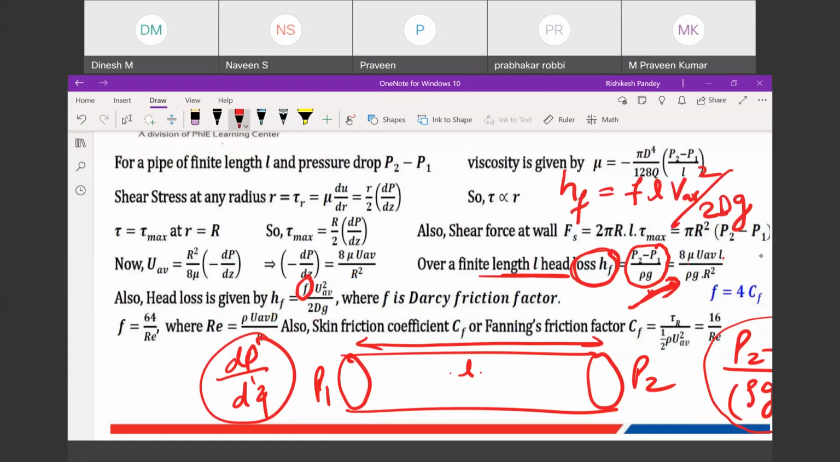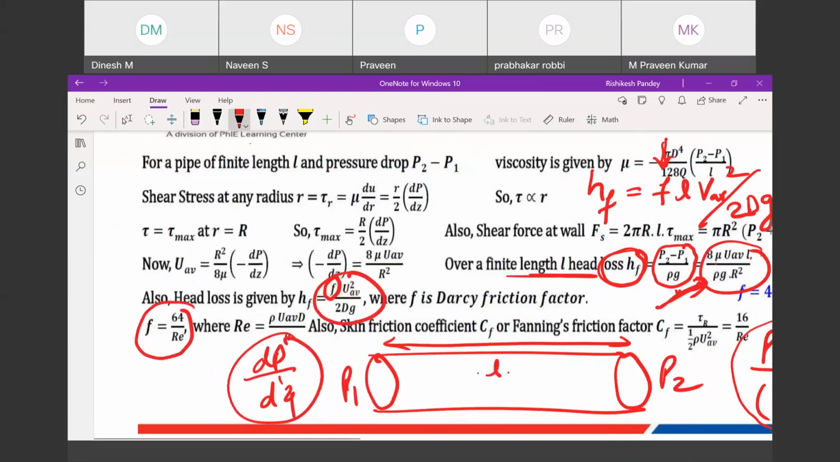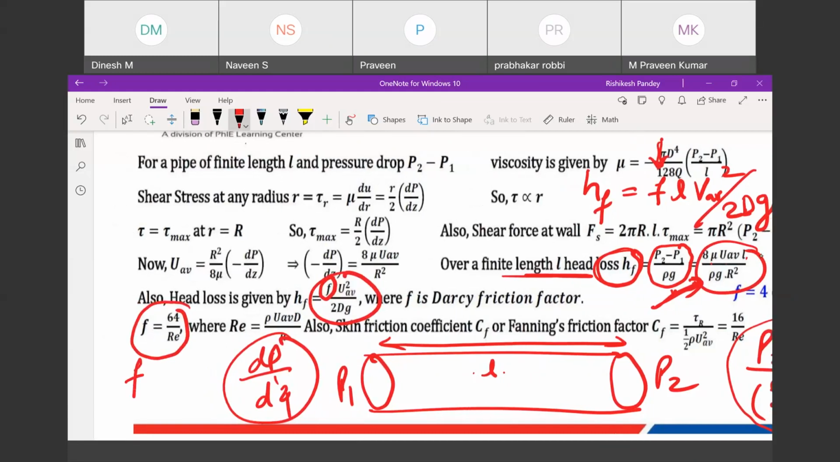You remember this one, FLV square by 2 dg. Like that you repeat 5-6 times and you will remember this equation. Very important equation: head loss in a fluid flow. In this, F is the Darcy friction factor. That Darcy friction factor we can calculate in terms of Reynolds number. So if I compare this one and this one, I will get this equation, where the left-hand side is Darcy friction factor F and the right-hand side is 64 by RE.